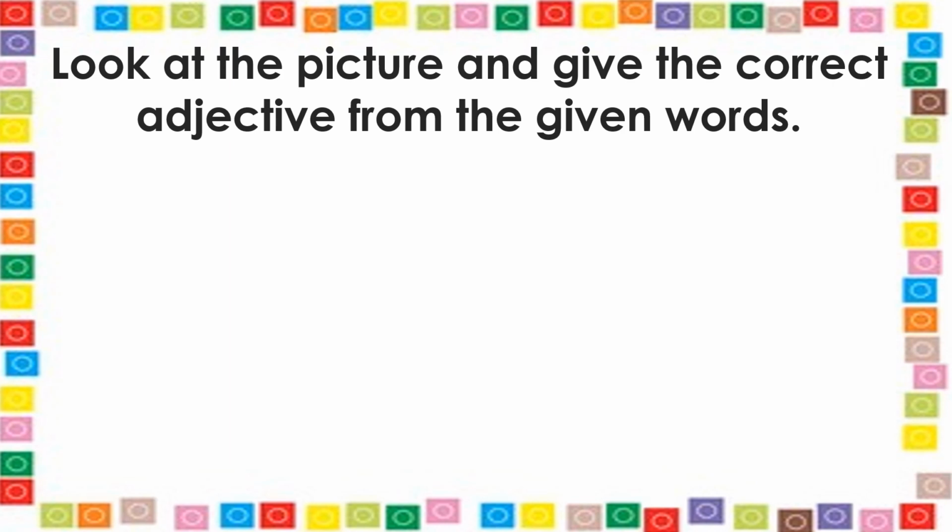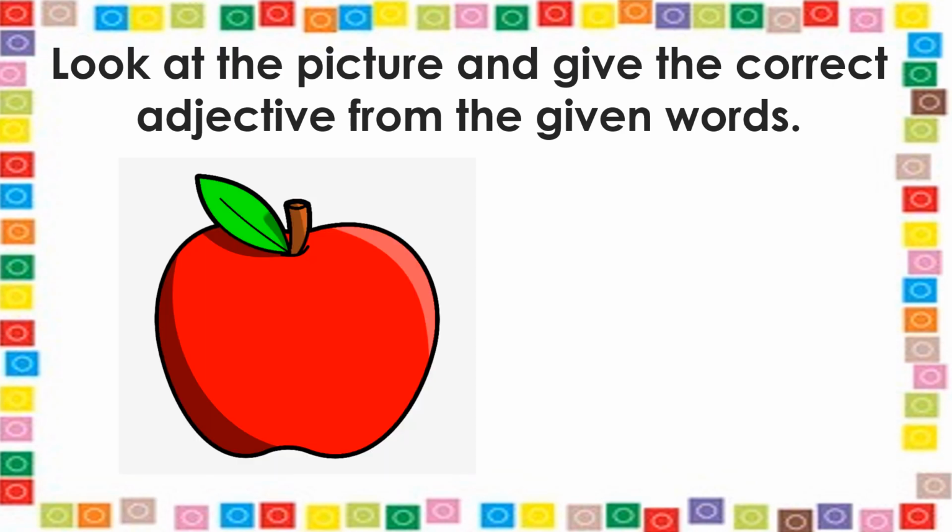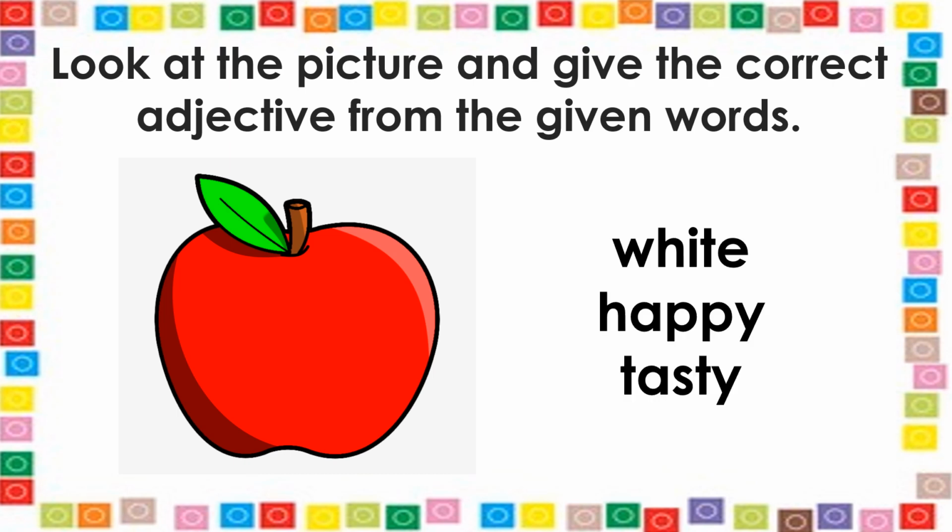Now let's move on to the next picture. Are you ready? Great! The next picture is an apple. Now let's choose the correct adjective that best describes the apple. Is it white, happy, or tasty? What could be the correct answer? Very good. The correct answer that best describes the apple is tasty.